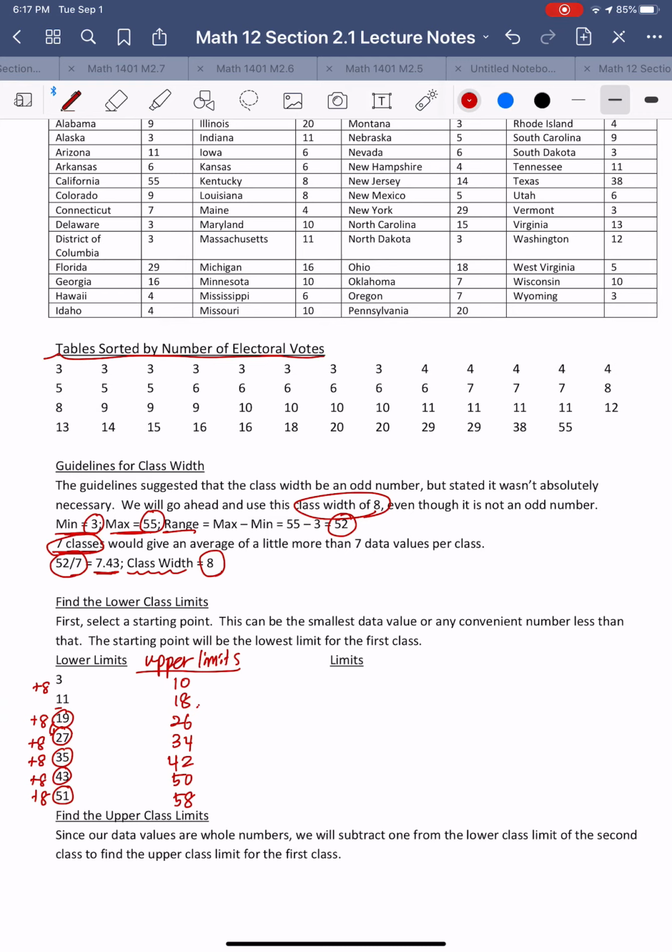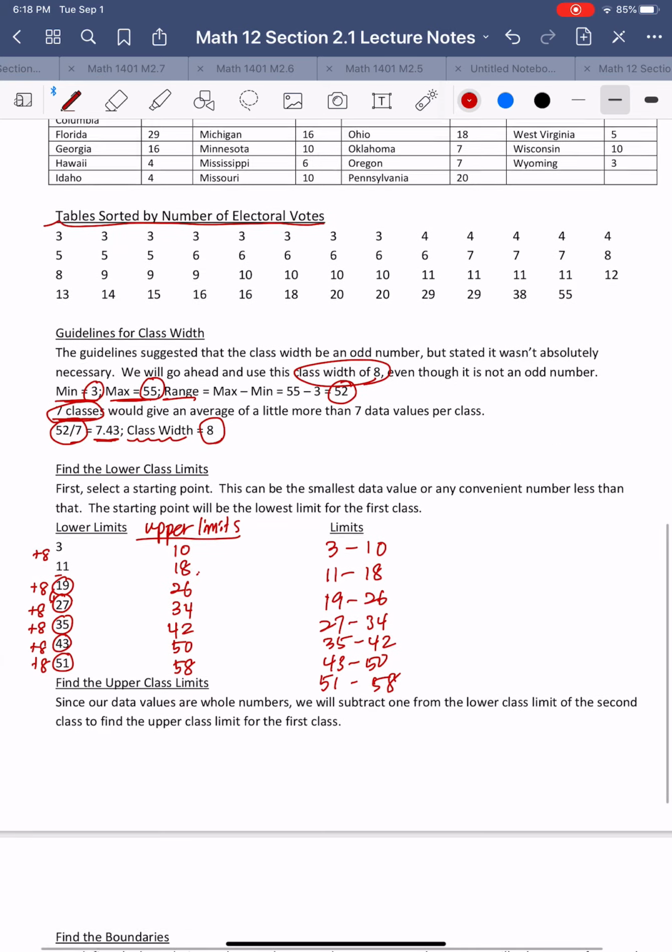Class limits. So you have 1 class, 2, 3, 4, 5, 6, 7 classes, okay? If I summarize it, the limits are going to be 3 to 10, 11 to 18, oh sorry, I skipped one class, 19 to 26, 27 to 34, 35 to 42, 43 to 50, and then 51 to 58. So those are the limits, okay? Then we already found the lower class limits and the upper class limits.